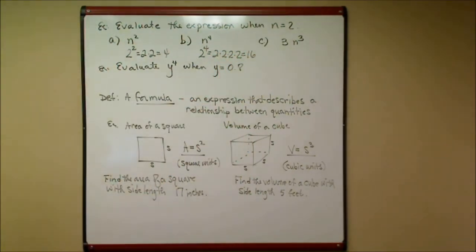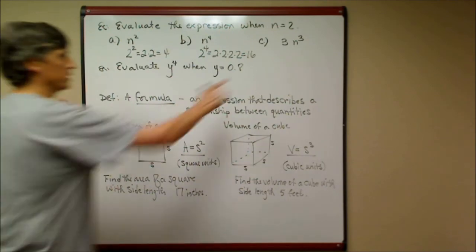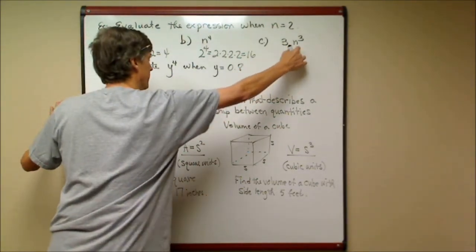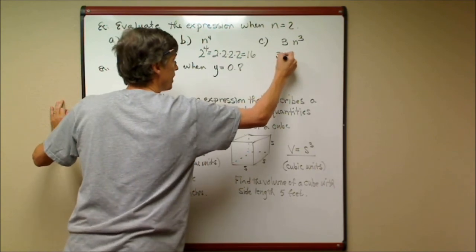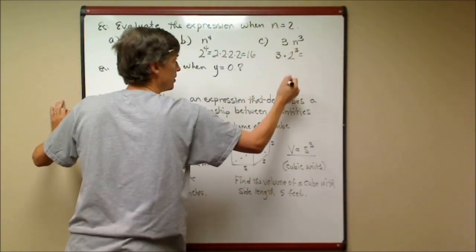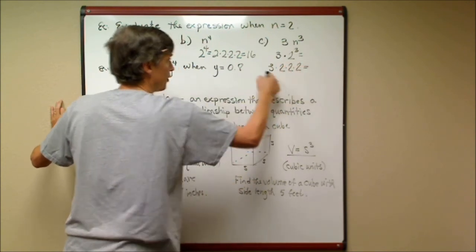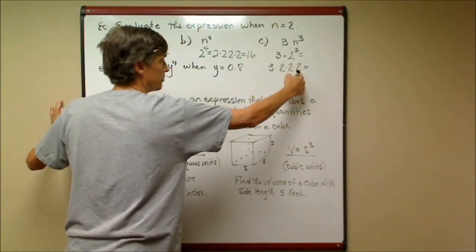Now the third one's a little different because I have a factor of 3 in front of the expression that involves the variable with the exponent. This, remember, implies multiplication. So this is 3 times 2 to the 3rd power, which is 3 times 2 times 2 times 2. 3 times 2 is 6, times 2 is 12, times 2 is 24.